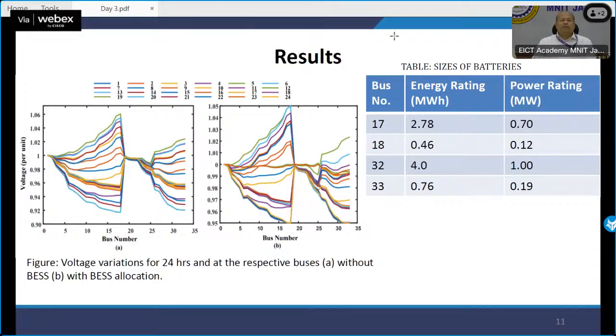And you could see the different bus numbers 17, 18, 32, and 33. Now we are slowly coming to the battery locations, with energy ratings of 2.78, 0.46, 4.0, 0.76, and the power ratings are going to be 0.7, 0.121, and 0.19.